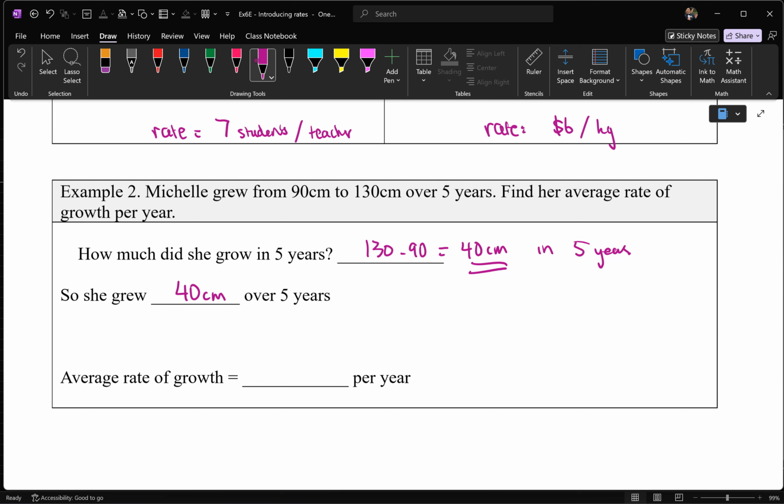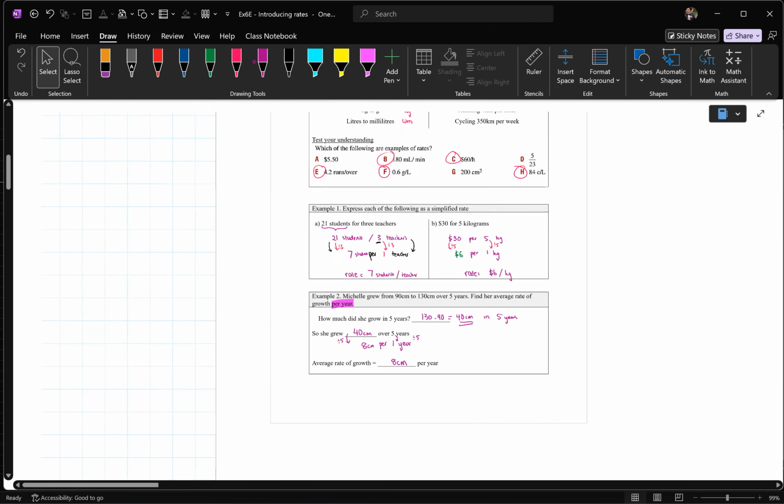But now when they ask you to find her average rate of growth per year, can you see how it says per year? So instead of saying in 5 years or over 5 years, I want it per year. So to get it down from 5 down to 1, I have to divide this side by 5. But whatever you do to one side, you have to do to the other. So 40 divided by 5 gives me an average of 8 centimeters per year. So hence the answer is her average rate of growth must be 8 centimeters every year, or 8 centimeters per year.